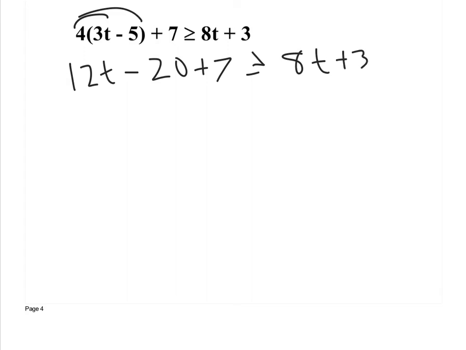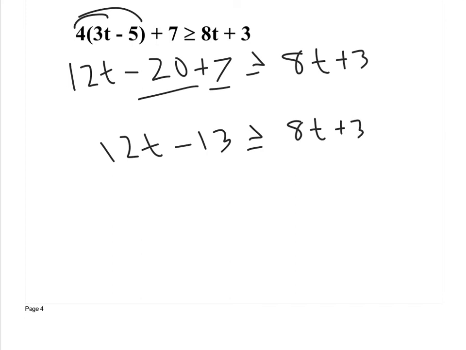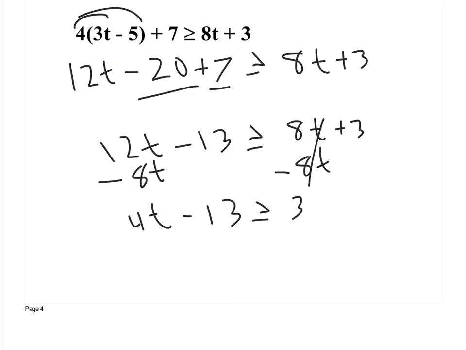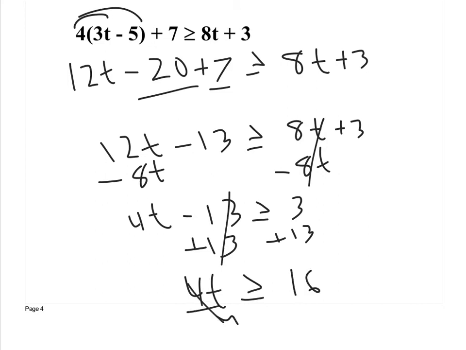Before I can do anything, I need to simplify as much as possible. I have like terms right there, so I need to combine those. So I get 12t minus 13 is greater than or equal to 8t plus 3. I'm going to move the smallest variable. I'm going to subtract 8t from both sides. 4t minus 13 is greater than or equal to 3, so I have to add 13 to both sides. 4t is greater than or equal to 16, so I divide by 4. t is greater than or equal to 4.